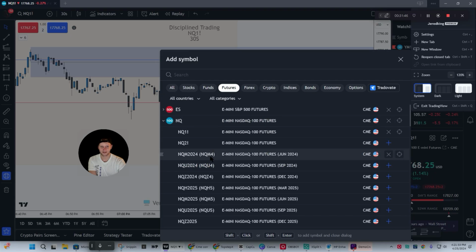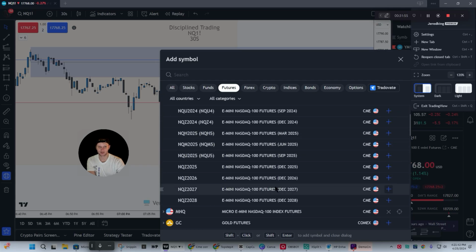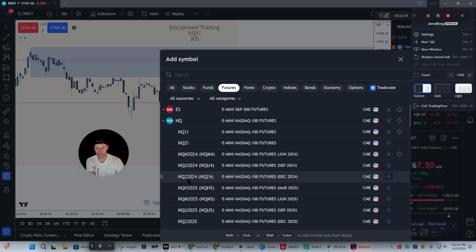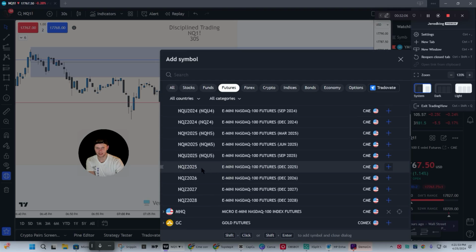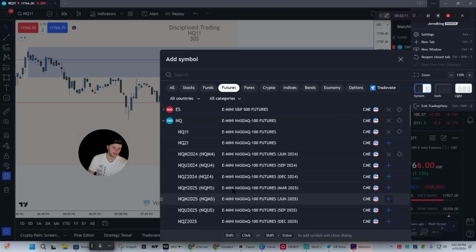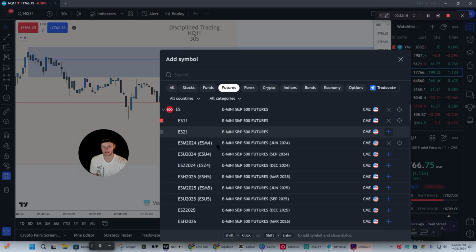The M stands for month code. For June, it's M. If we go to December here, see how it says NQZ. And then if we go to December 2025, it's NQZ. So each month has its own code. And then the 4 stands for 2024. That's really it. It's pretty simple. If you go to ES, same thing. We have ESM 2024, ticker ESM4.